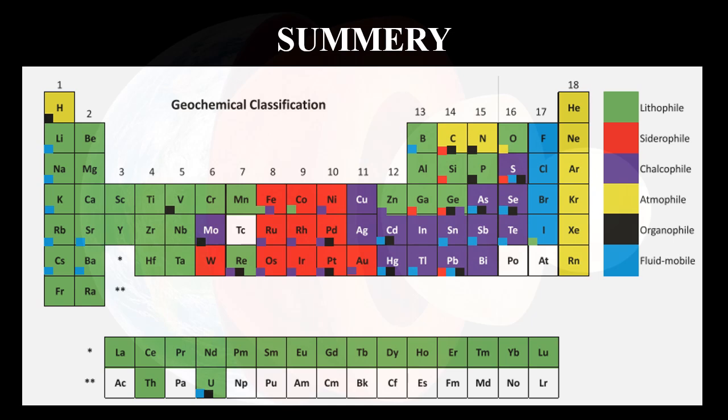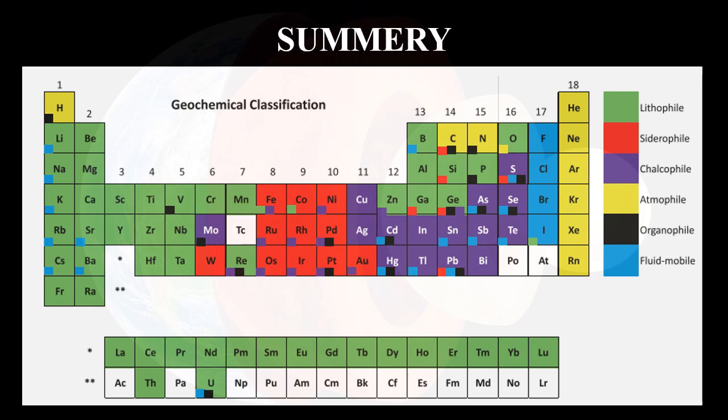For instance, chromium is a strongly lithophile element in the Earth's crust, but if oxygen is deficient, as in some meteorites, chromium is decidedly chalcophile. So we know that there are different elements which are present in more than one group.